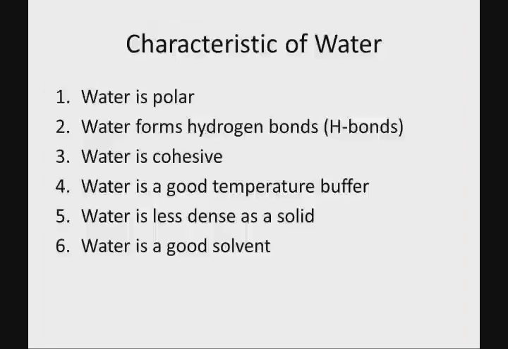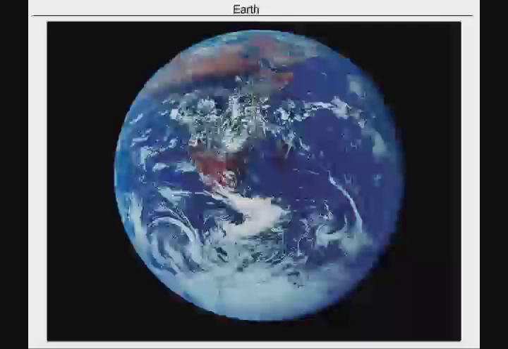So water is polar. Because it's polar, it forms these hydrogen bonds. Because of the hydrogen bonds, it's quite cohesive. Also because of those hydrogen bonds, water is a very good temperature buffer. It can take a lot of energy to warm up water, and that energy that you can actually store in water, you can remove a lot of that energy before the temperature of the water drops. This actually acts as a global temperature regulator.